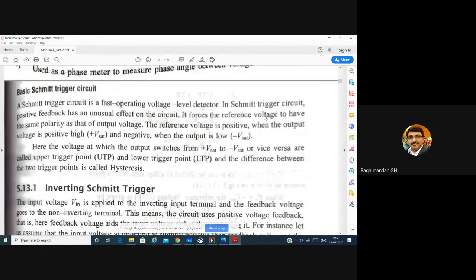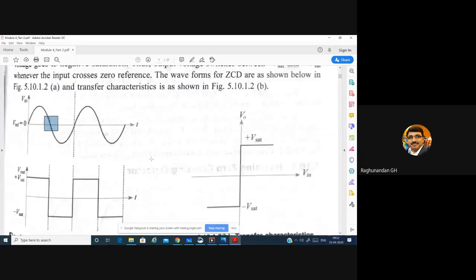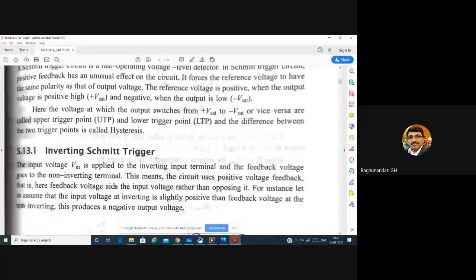It forces the reference voltage to have the same polarity as that of the output voltage. The reference voltage is positive when the output voltage is positive, that is V saturation, and negative when the output voltage is negative. This circuit is mainly dependent upon the feedback you are going to give. Here, there is no feedback in this. It is just going to compare the input given and give the output. No feedback, whether positive or negative. But here in this case, we are going to use the feedbacks.